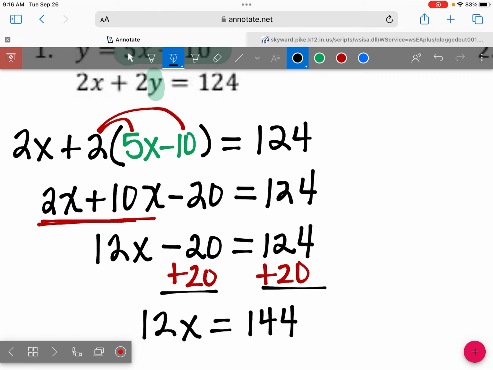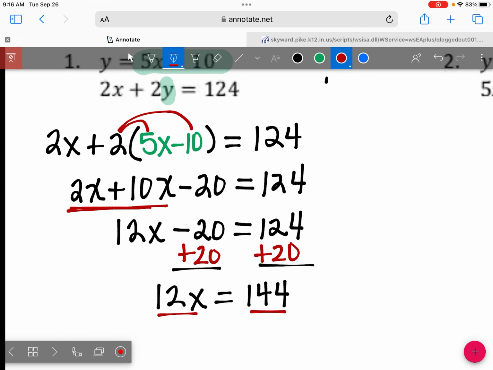And then your last step to get rid of the 12 that's being multiplied by x is to divide by 12. So x equals 144 divided by 12. Go ahead, type that in your calculator. You should get 12. Who got 12 for x? All right, good.